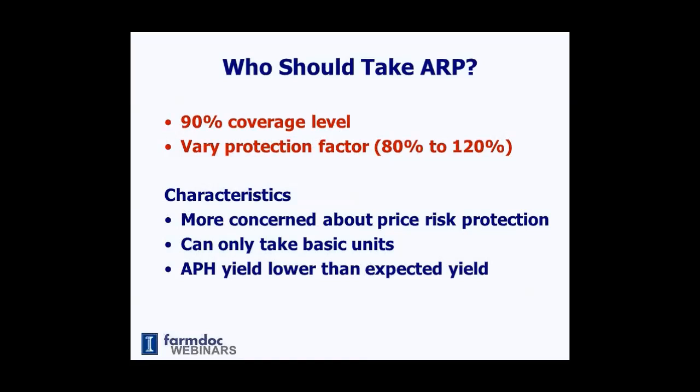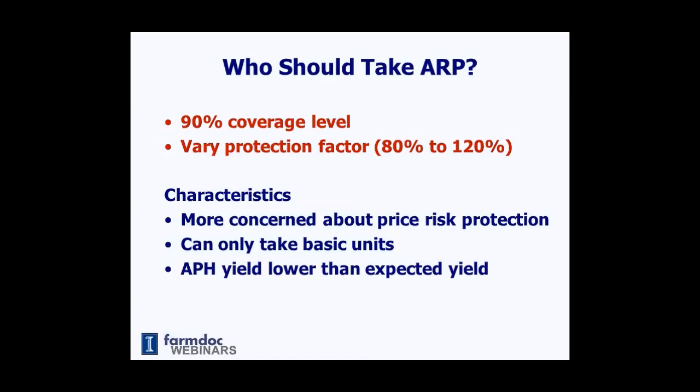Those individuals that are more concerned with price protection may find ARP advantageous. Those individuals that can only take basic units for whatever reason, or have APH yields that are much lower than expected yields. This may result from a farmer moving into a new county, not having APH yield documented, you having to use transitional yields. In this case, ARP may be a good alternative.